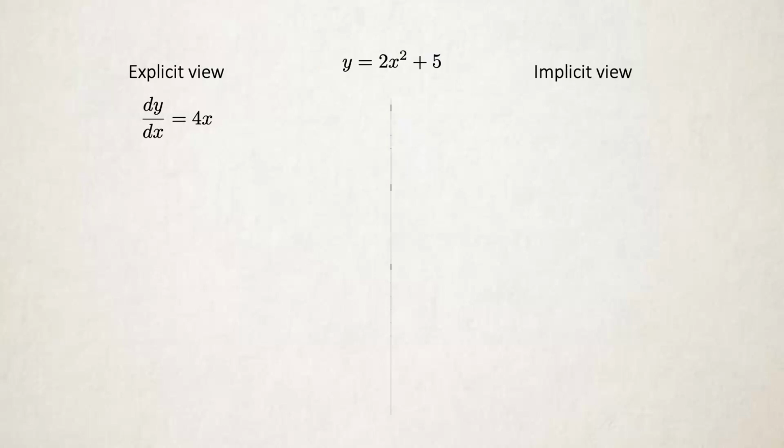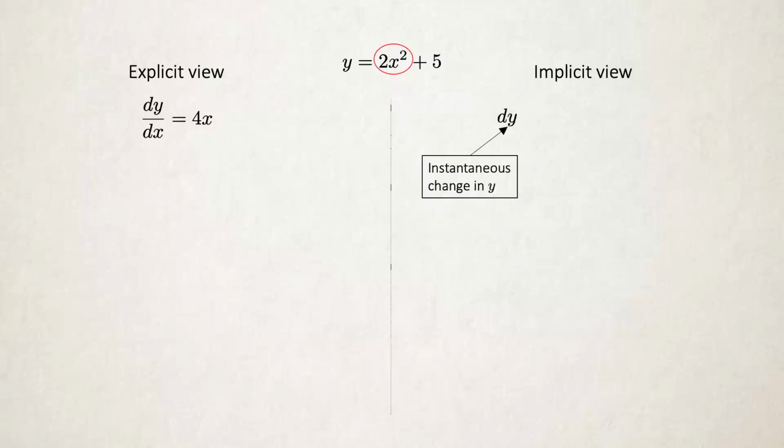Instead, we focus on the instantaneous change of each term. For example, let's look at the instantaneous change of y, which is the left-hand side term. We denote the instantaneous change of y as dy. Next, let's move on to the right-hand side terms. The first term is 2x squared.